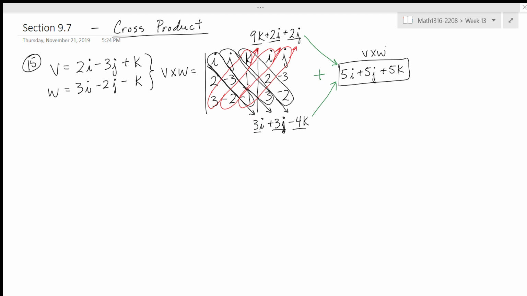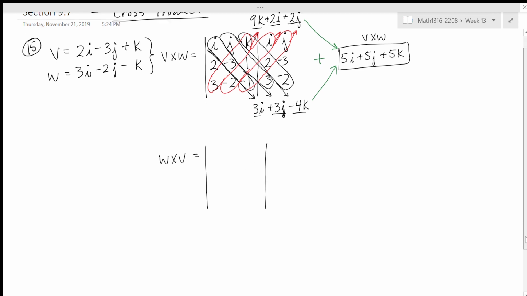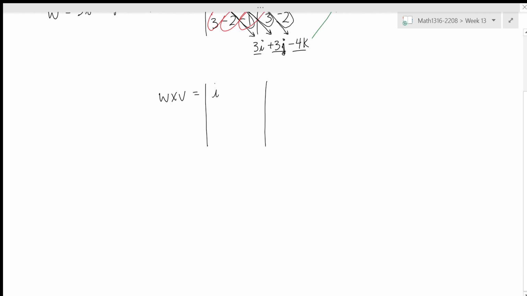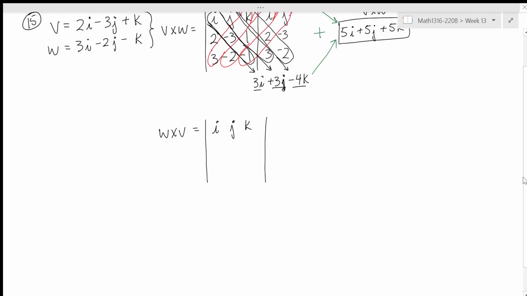All right, so I think what I'd like to do, since you probably should see that at least one more time to make it sink in, let's do W cross V, and I'll prove that you don't get the same answer. W cross V. And again, the way that you do the cross product is you always start with I, J, and K along the top. And then which vector goes next? W. Whichever vector is first goes next. So that's going to be 3, -2, -1. And then vector V, that's going to be 2, -3, +1.